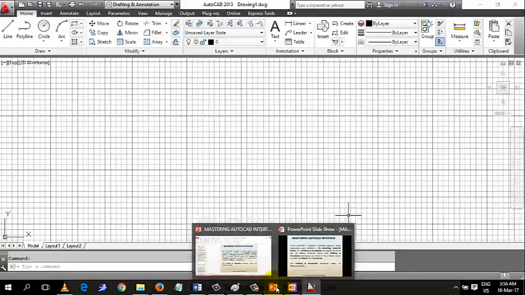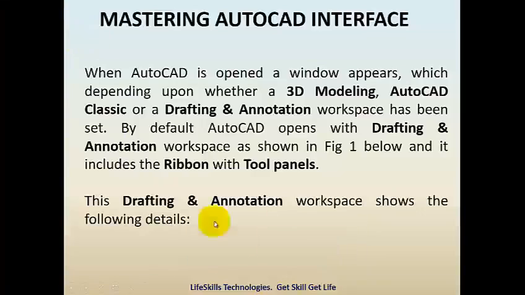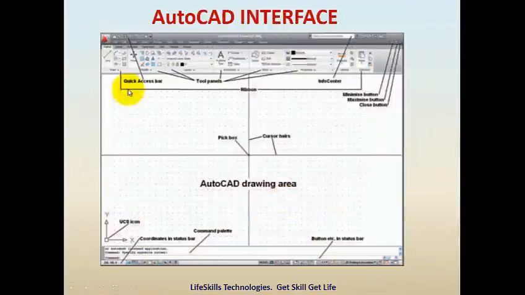So that is what we are saying. When AutoCAD is opened, a window appears, and that window will show the drafting and annotation workspace. So let's look at the workspace. Now, here we have the quick access bar.